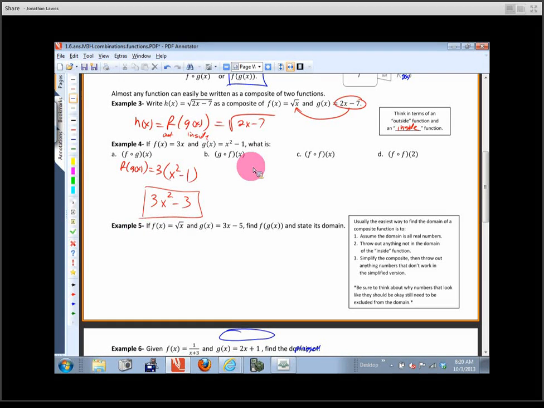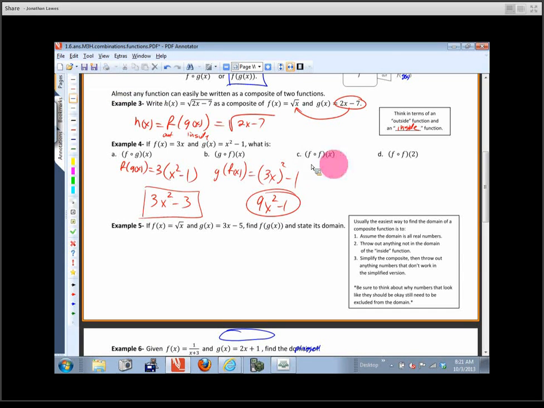Let's look at this one. This is written backwards, so this would be g of f of x. So what's getting plugged into what here? F is the inside, g is the outside, so f is getting plugged into g. So let's write g. G is something squared minus 1. And what is that something that we're plugging in? F of x, which is 3x. And then we'd clean this up. We'd probably write 9x squared minus 1. And there's g of f of x.